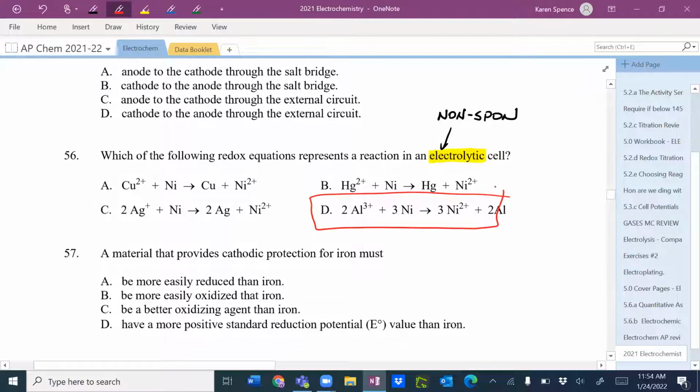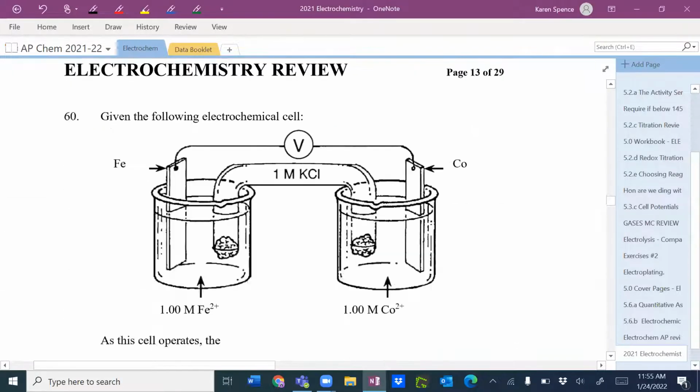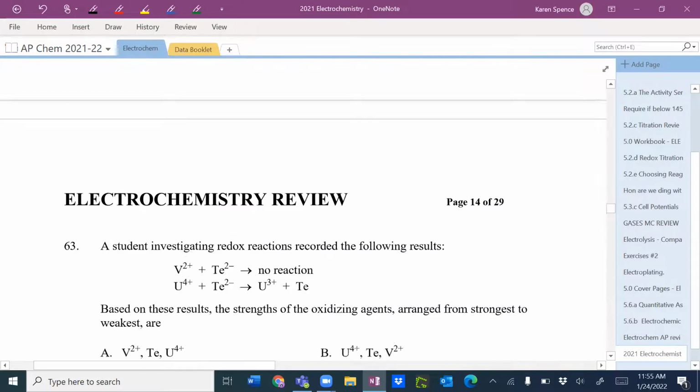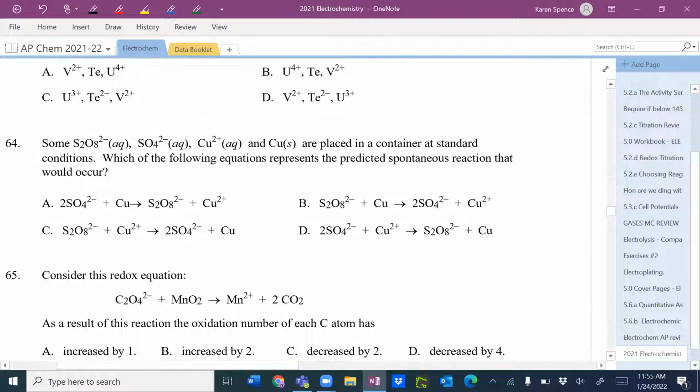Okay, anything else in the 50s? No. All right, let us go then to 64. There we go.